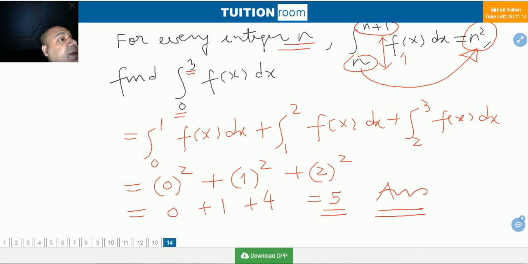So guys, in this problem we are not required any special knowledge, but we should understand the given condition properly. The condition is that the difference between lower limit and upper limit is 1, and then the value of the integral is n square, the square of the lower limit, only when the difference between the limits is 1. Now copy it. Today only this much. We'll continue in the next class.